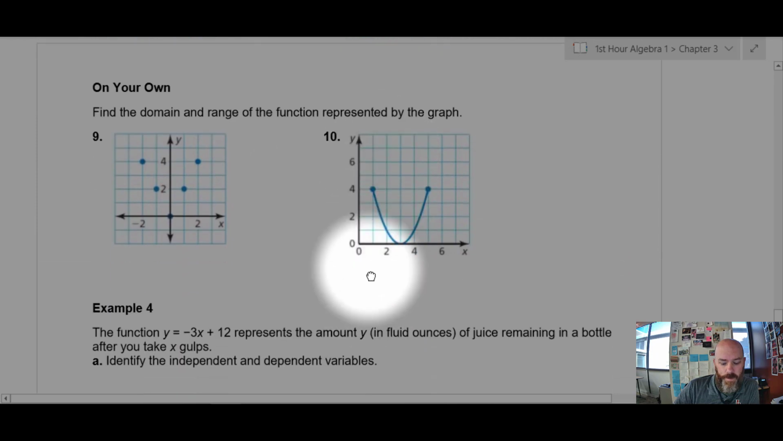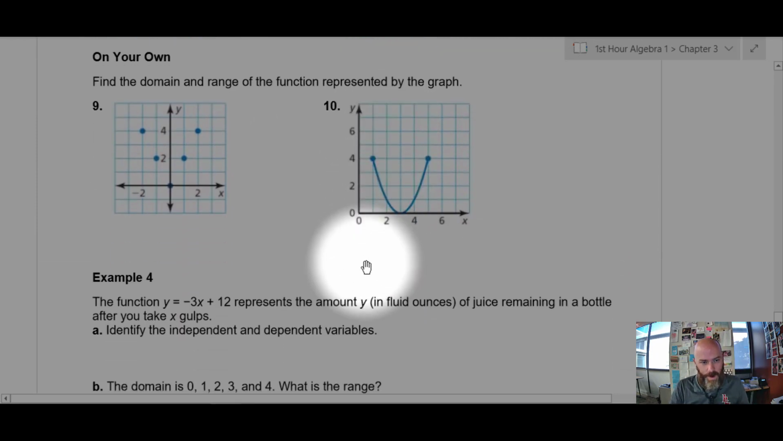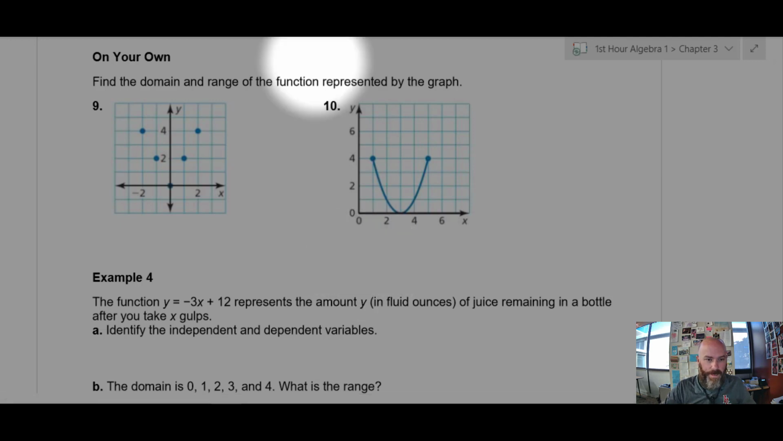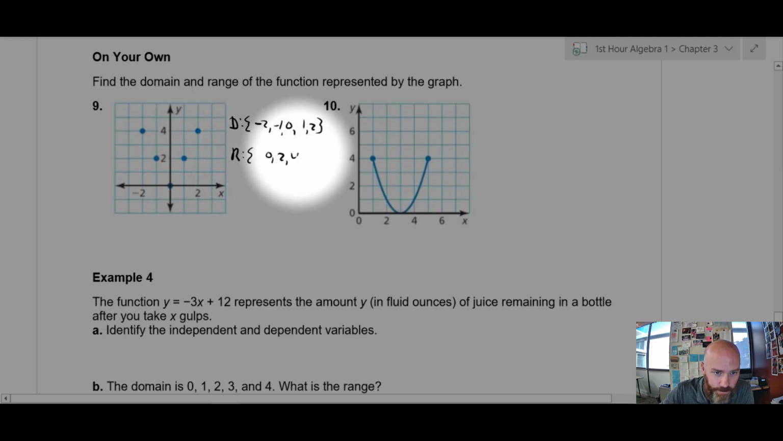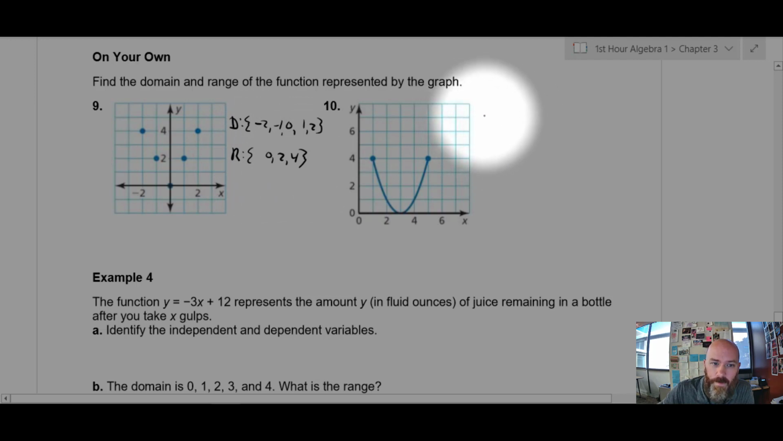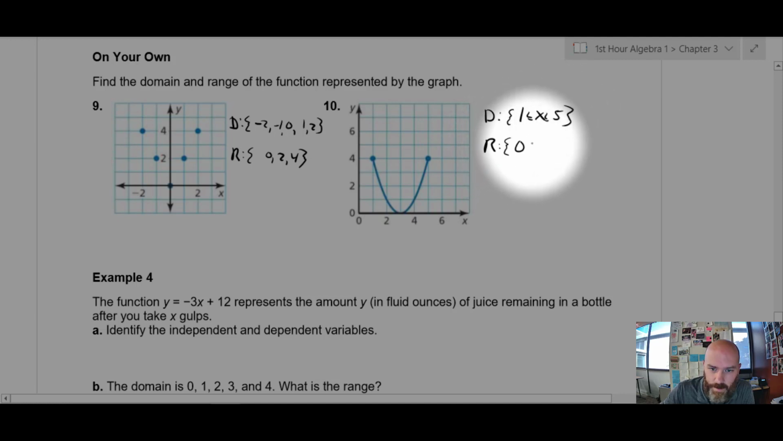So there's a couple on your own. You can stop the video, you can pause it and do those on your own, but I'm going to write down what these answers are. Domain for number 9 is -2, -1, 0, 1, and 2. And your range was 0, 2, and 4. Number 10, your domain is 1 less than or equal to x less than or equal to 5. And your range is 0 less than or equal to y less than or equal to 4.